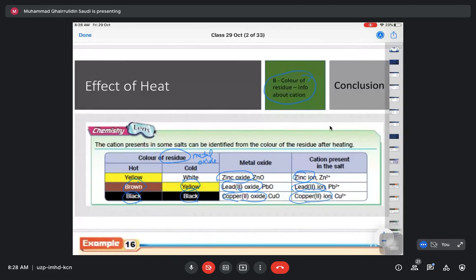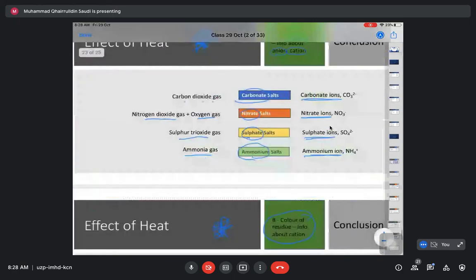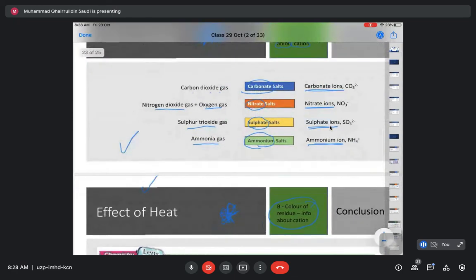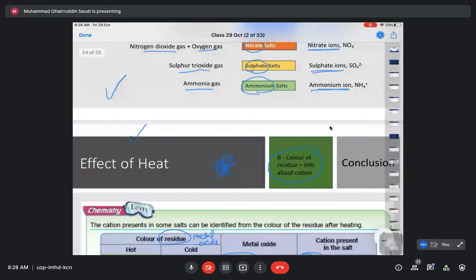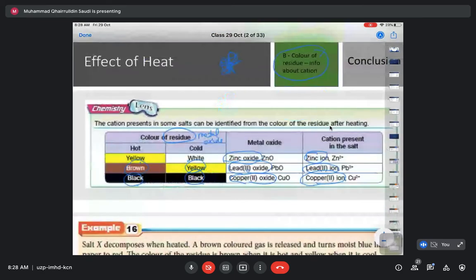So ini pun adalah benda yang awak perlu hafal juga. Okey, yang ini dengan yang ini bersama dengan table tentang gas tadi. Okey. Jom kita try satu.